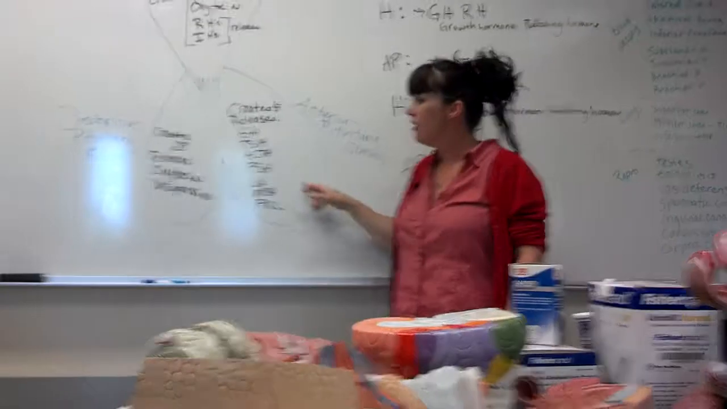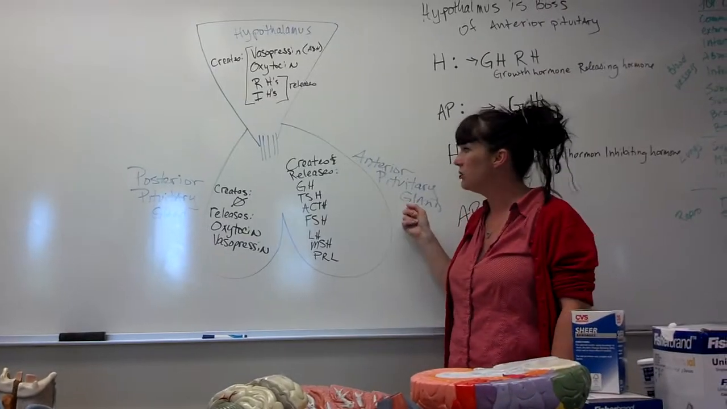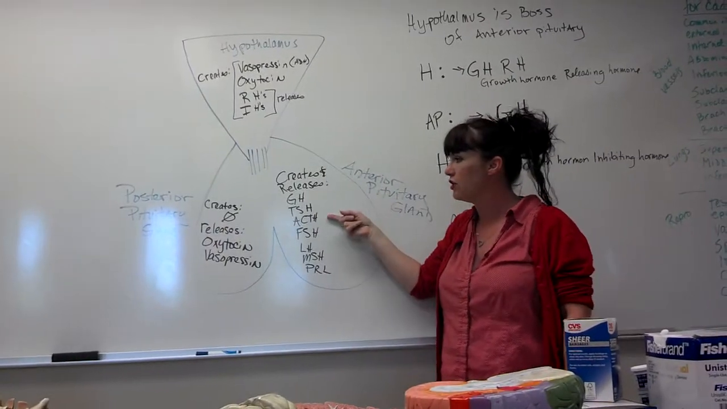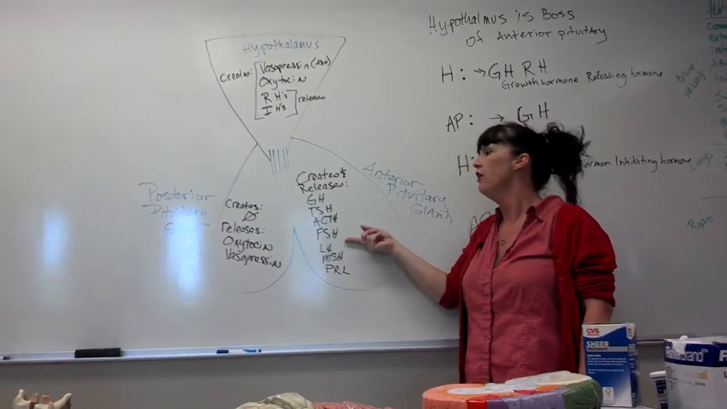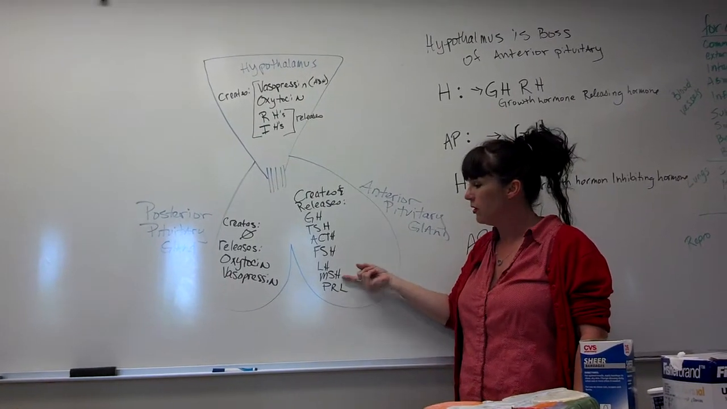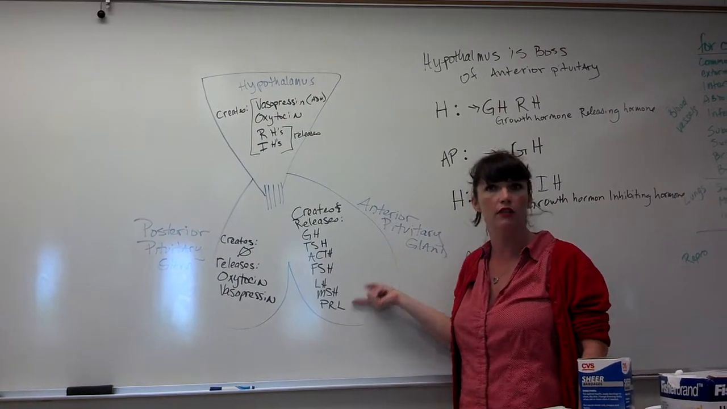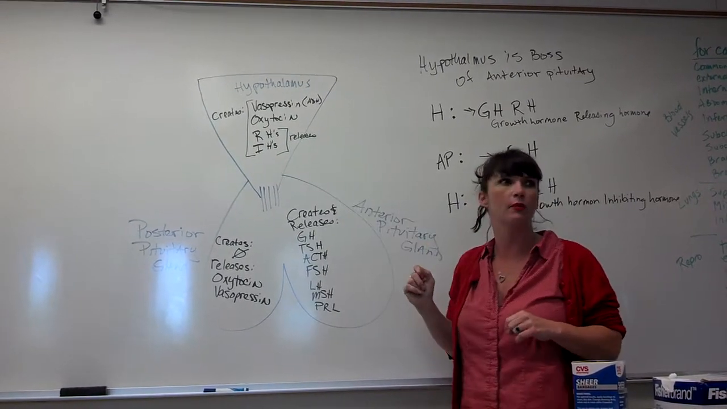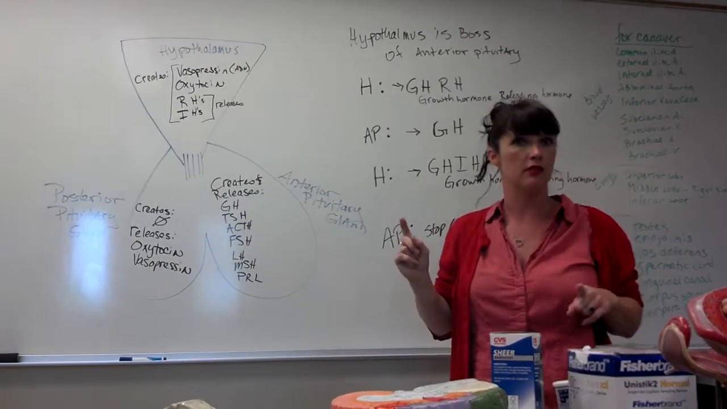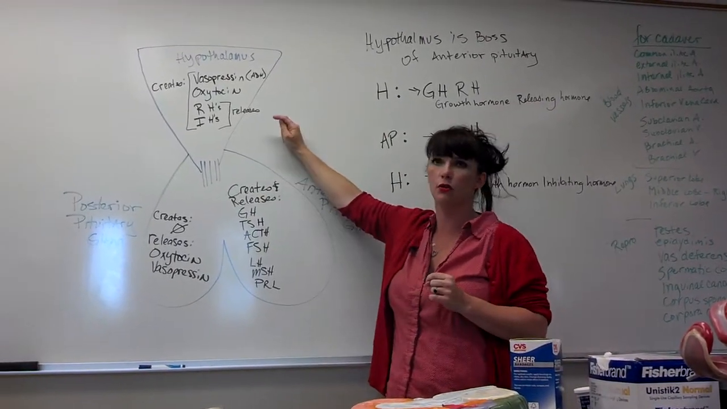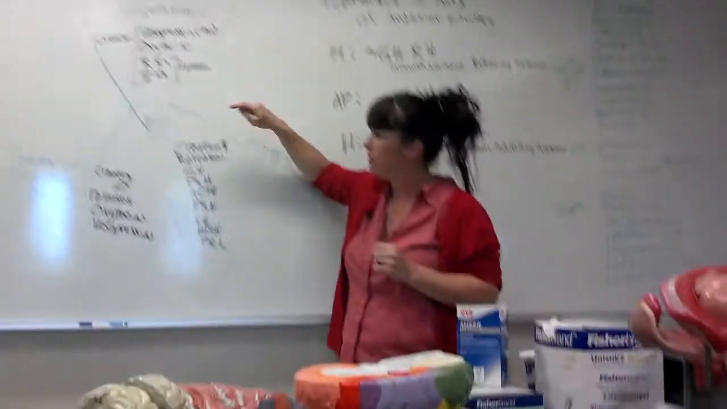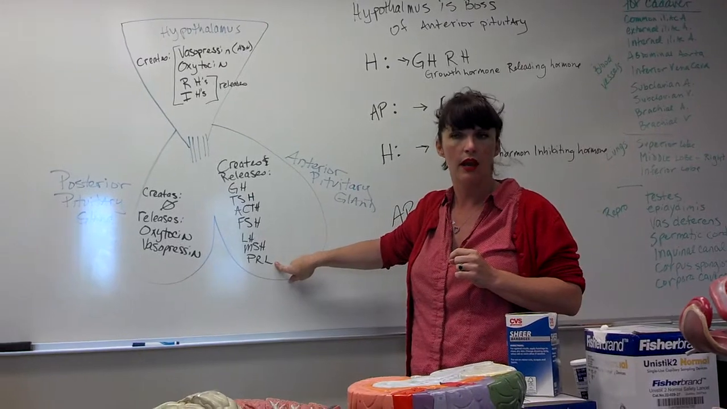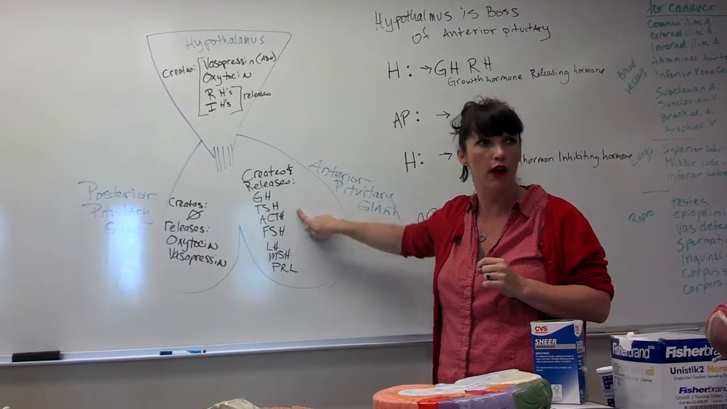Look at all of the hormones that the anterior pituitary gland creates and releases. Thyroid stimulating hormone, adrenocorticotropic hormone, follicle stimulating hormone, luteinizing hormone, melanocyte stimulating hormone, prolactin, all of these it will create and release, but only if the hypothalamus tells it to. This means that the hypothalamus will create and release releasing hormones for every one of these and inhibiting hormones for every one of these.